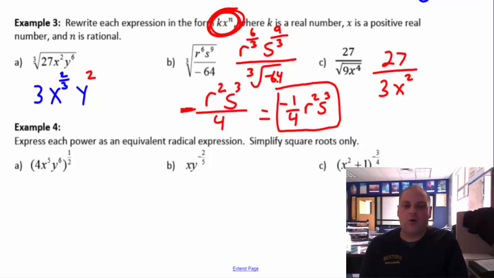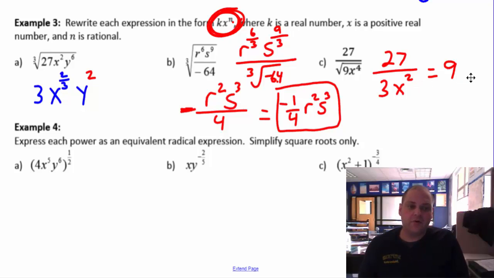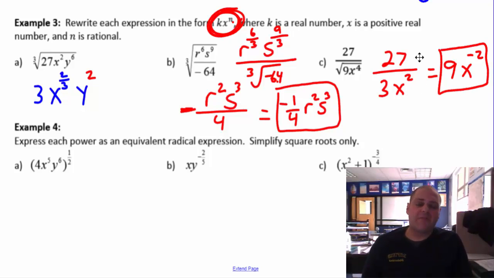Now, to write it in this form, we're going to do 27 over 3, which is 9. And then it's over x squared, but I want it to be in kx^n form. Then I have to bring it up, so that 2 becomes -2. So it's going to be x to the -2. Remember, whenever you move that from the bottom to the top of a fraction or vice versa, you change the sign, okay?